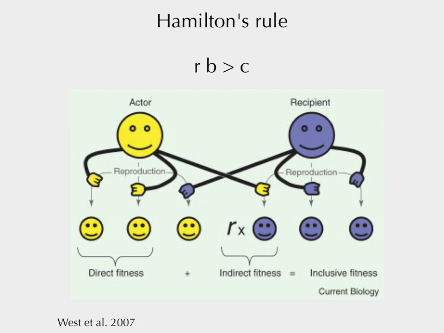It's not going to be adaptive, but it could be a deleterious trait or something that evolves. And so we have weak altruism: RB minus C greater than 0, and C greater than 0. Whereas strong altruism is RB minus C less than 0. We now have many examples of this. This is controversial.